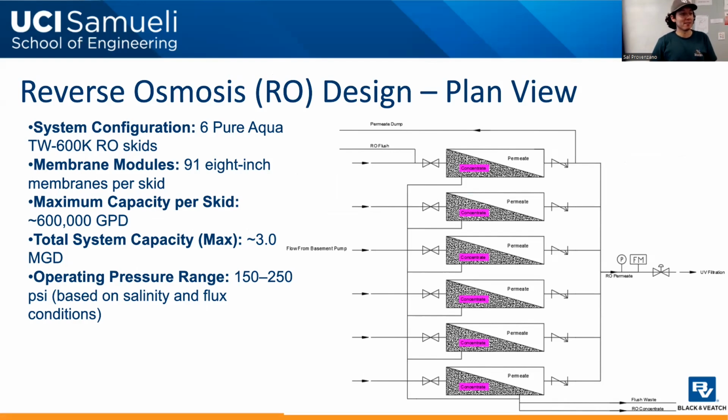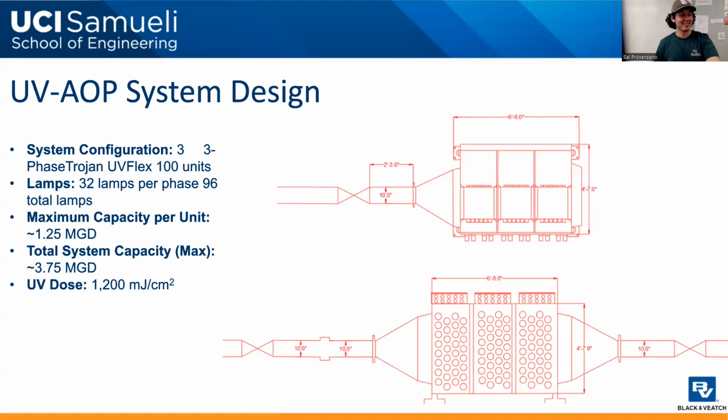And for the RO layout, we decided to go with the Pure Aqua TW600K skids. Each one has a maximum flow capacity of 600,000 gallons per day, which would require 5 skids, but we've added a 6th for redundancy. Each one consists of 91 8-inch membranes per skid and has an operating pressure of 150 to 250 psi. Each skid has its own feed pump that feeds into the skid. As it exits, it goes through a pressure valve, a flow meter, and a regulator valve before it gets to UV.